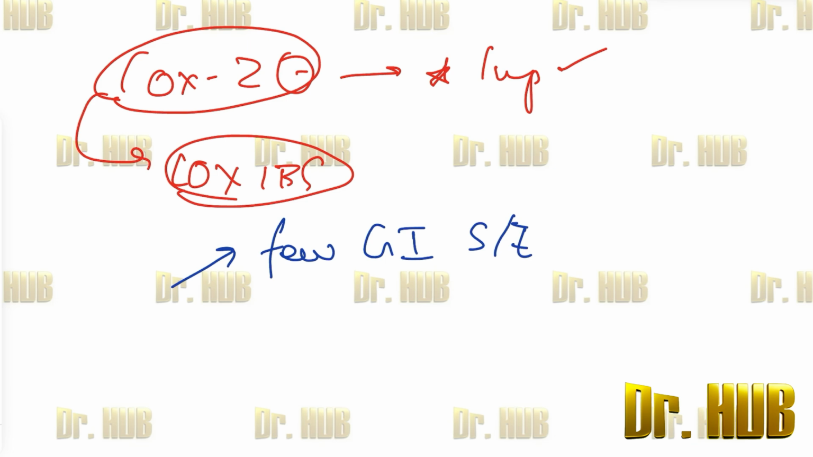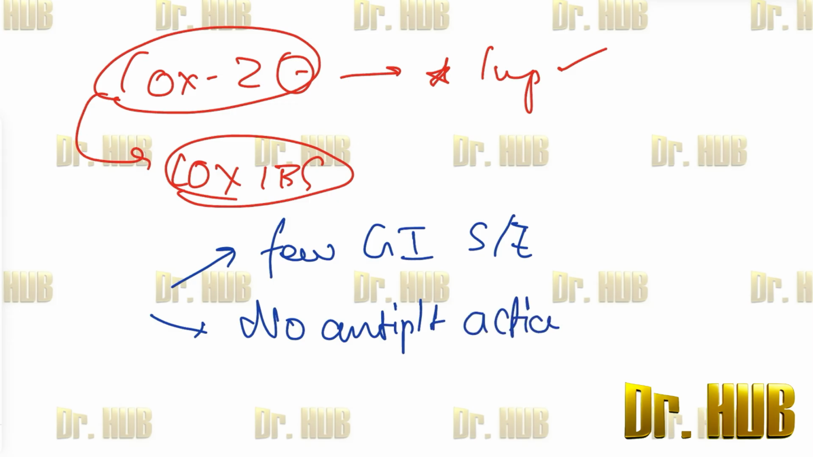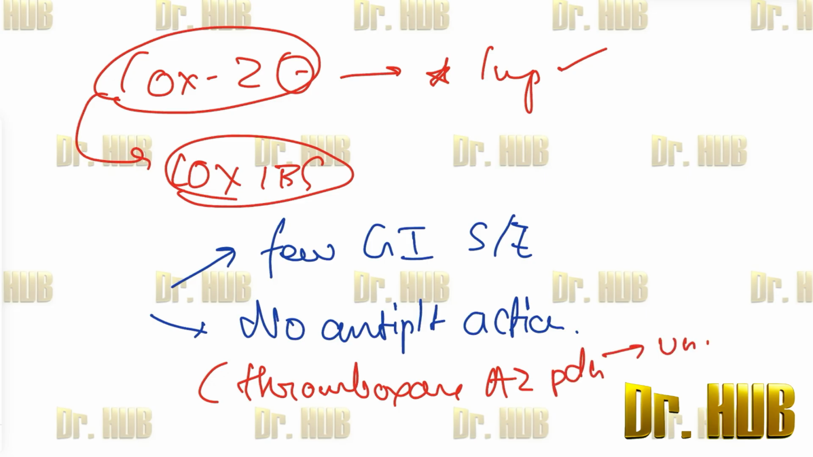Next one is there is no antiplatelet action. By antiplatelet action, I mean thromboxane A2 production is unaffected. So thromboxane, if we see thromboxane A2 production, it is unaffected.